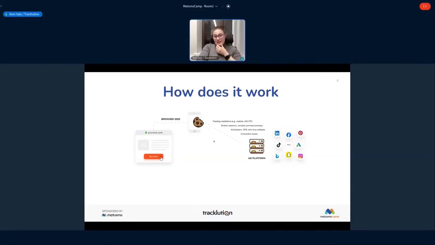But when we talk about browser side tracking, there are multiple issues. Maybe 10 years ago, it was a lot simpler and easier to implement the pixels, everything worked and that was it. But there is an increasing number of different kinds of issues with using browser side tracking.